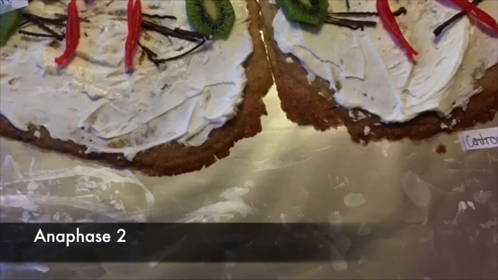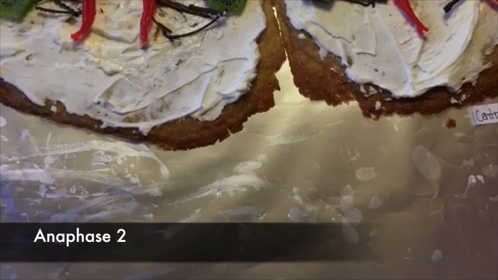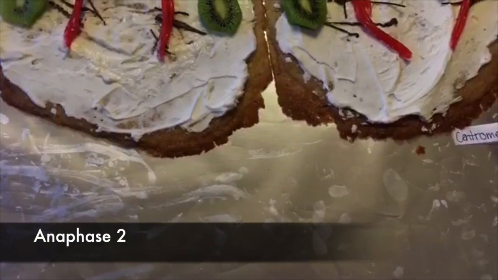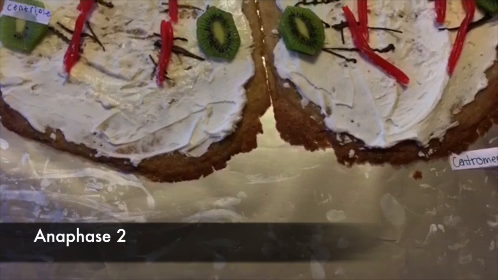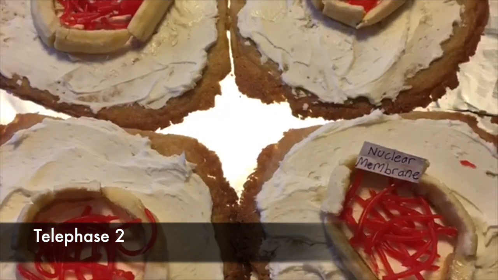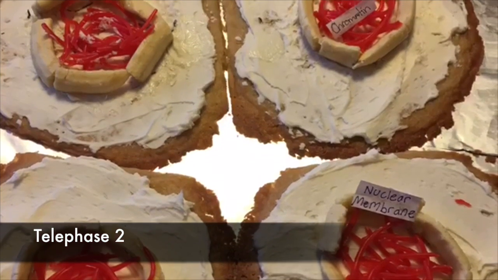Next is anaphase 2, where the chromatids separate, and the individual chromosomes are being pulled to the poles by the spindle fibers. Last is telophase 2. Each cell divides, so you end up with 4 haploid cells.